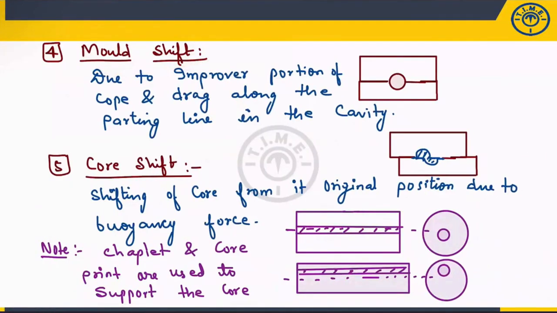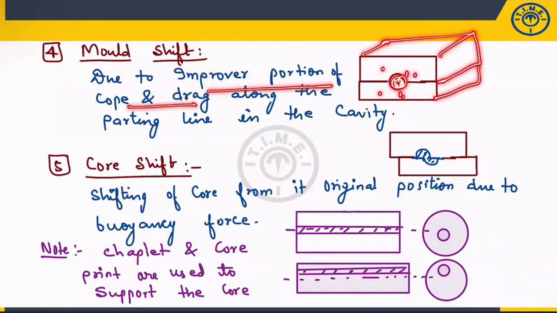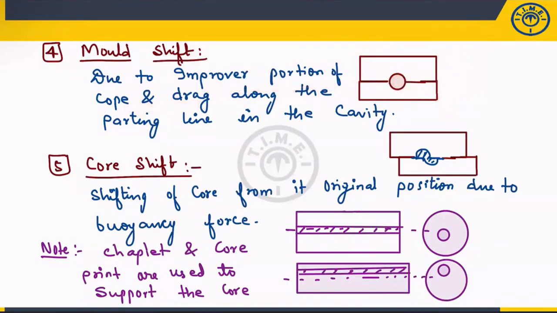Due to the improper alignment of cope and drag, I hope you know that the top portion is called the cope and the bottom is the drag. Okay, and there will be a pattern you can keep. So due to the improper alignment of cope and drag along this parting line, that means center line, there will be a defect. If you are not fixing this mold, the mold can shift a little bit. Okay, you can see here.